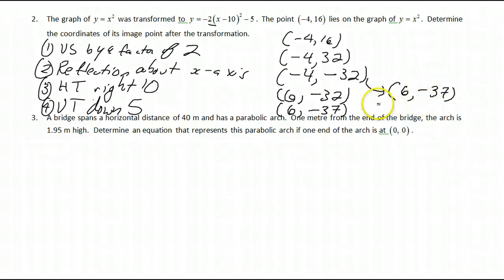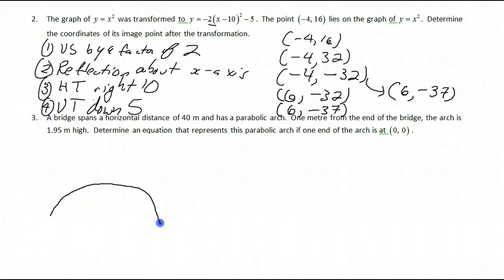Okay, next, number 3. A bridge spans a horizontal distance of 40 meters and has a parabolic arch. 1 meter from the end of the bridge, the arch is 1.95 meters high. Determine an equation, very important, an equation that represents the parabolic arch if one end of the arch is at 0, 0. Okay, always, always, always draw a diagram.